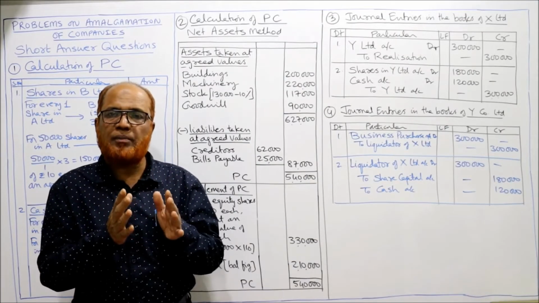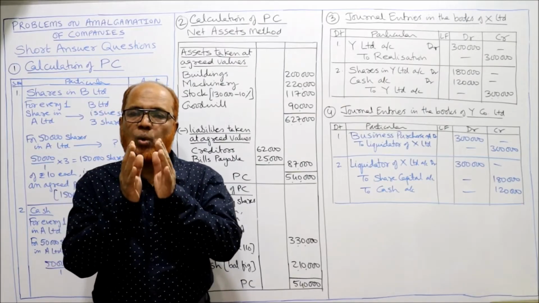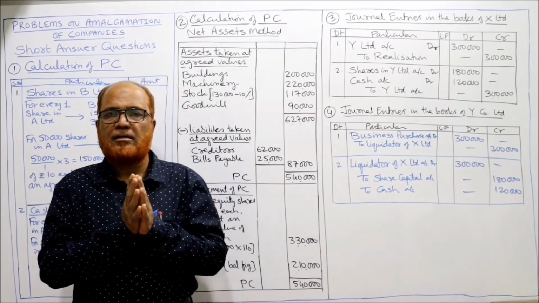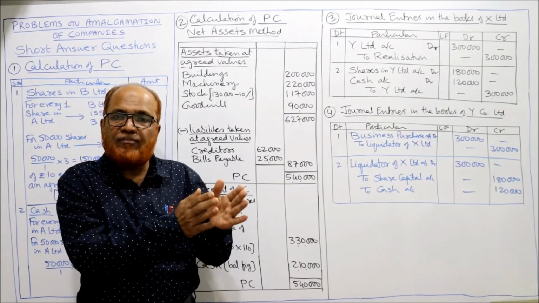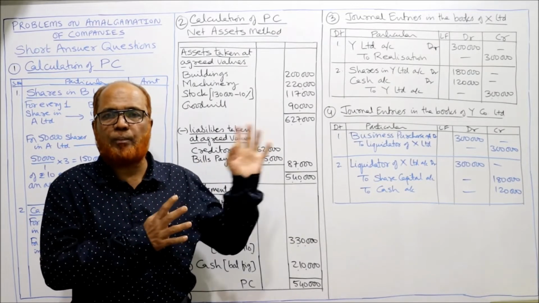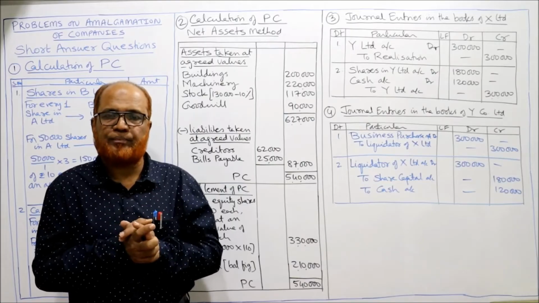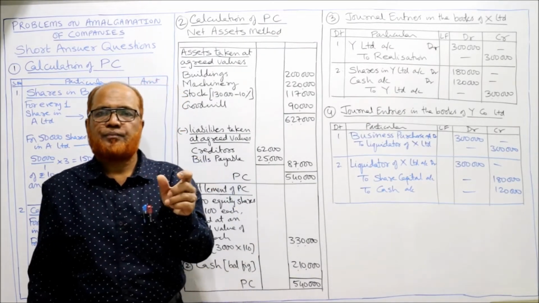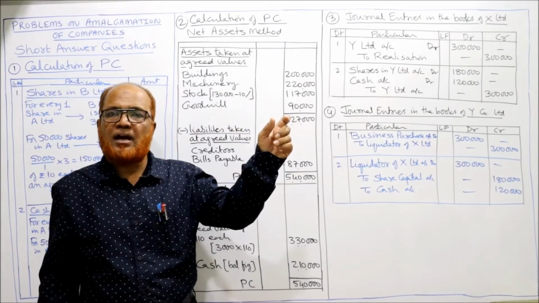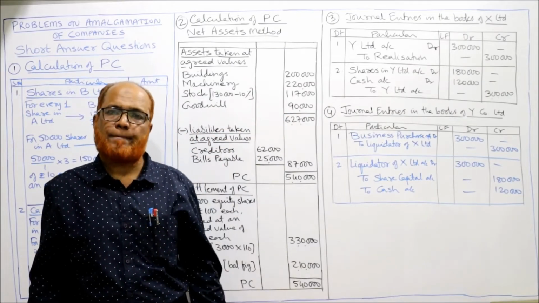So in this problem it is asking you to pass the entries only for PC due and PC receipt. So the third entry and fourth entry only we are required to pass in this problem. What is the third entry? PC due. Transferee company account debit to realization.